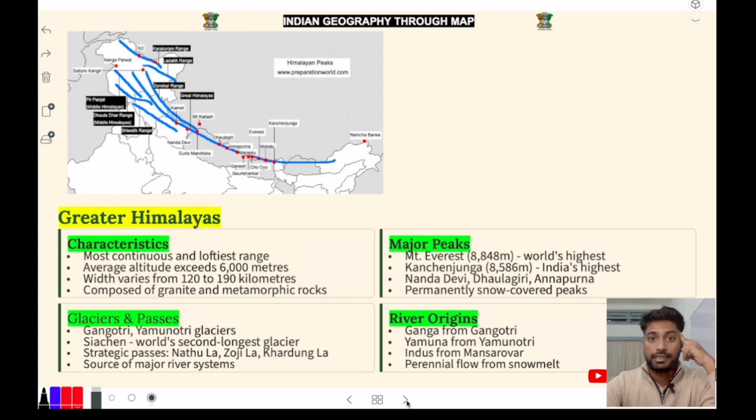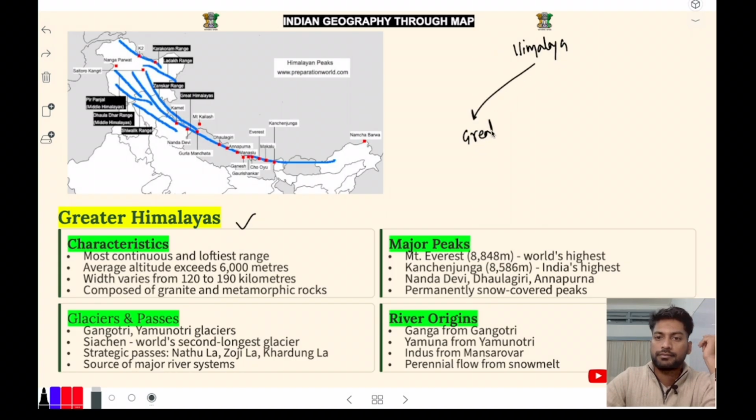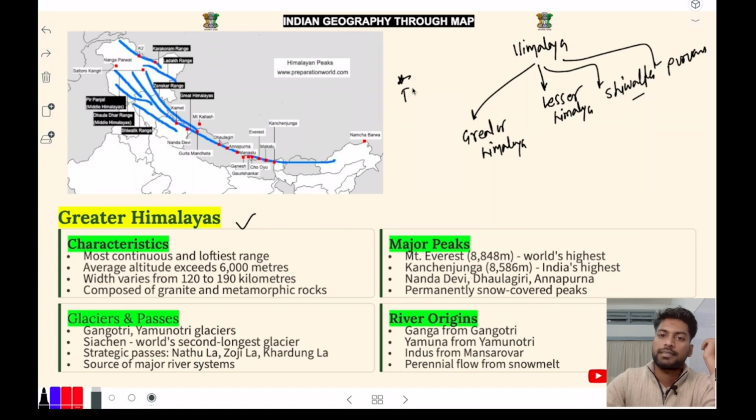Chalo. Next, we will now discuss Greater Himalaya. Himalaya has how many parts? Mostly first Greater Himalaya. Then we have Lesser Himalaya. And then we have Shivalik or Outer Himalaya, and then we have Purvanchal. And one part is also there, that is Trans Himalaya, but that is not part of the Himalaya. We just study Trans Himalaya while studying the Himalaya.